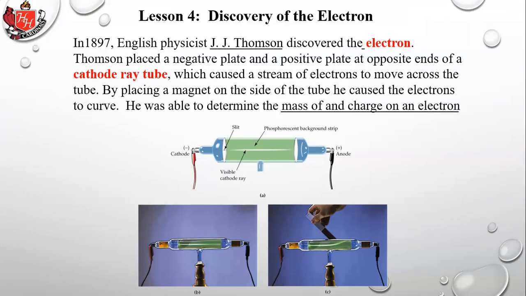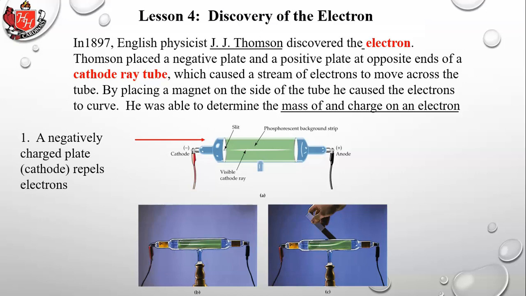In 1897, English physicist J.J. Thomson discovered the electron. Thomson placed a negative plate and a positive plate at opposite ends of a cathode ray tube, which caused a stream of electrons to move across the tube. So electrons are negative, so they'll be repelled by the negative plate and attracted towards the positive plate. By placing a magnet on the side of the tube, he caused the electrons to curve. He was able to determine the mass and charge of an electron.